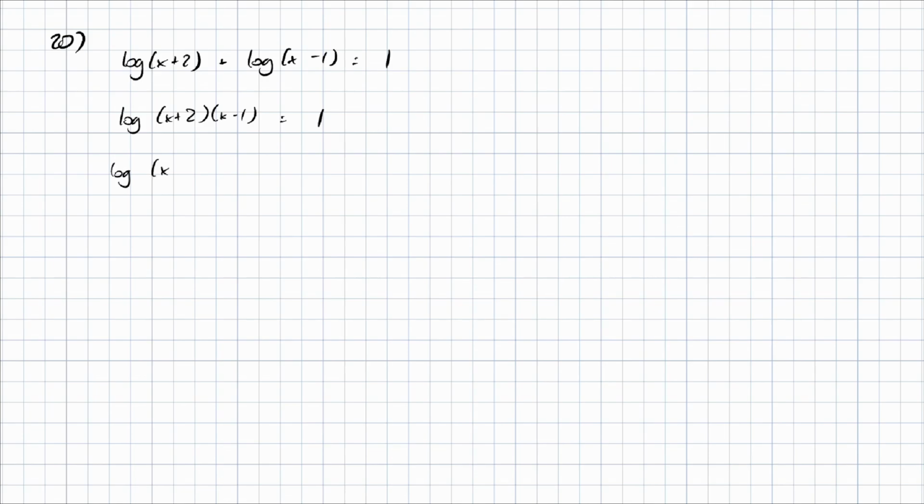Log of x squared plus 2x minus x minus 2 equals 1. So log of x squared plus x minus 2 equals 1. From here, let's use the definition of log. That means 10 to the first equals x squared plus x minus 2. So 0 equals x squared plus x minus 8. Wait, hold on, that does not seem right.